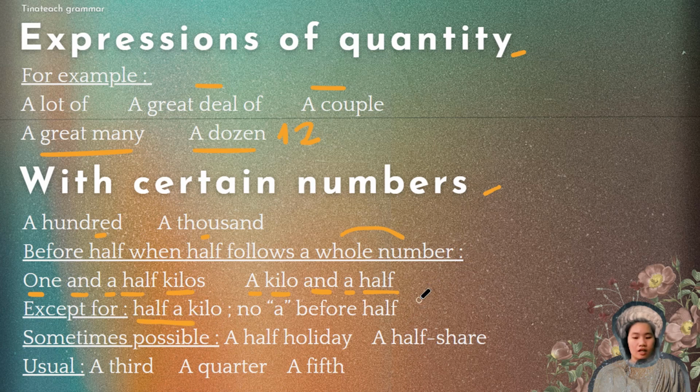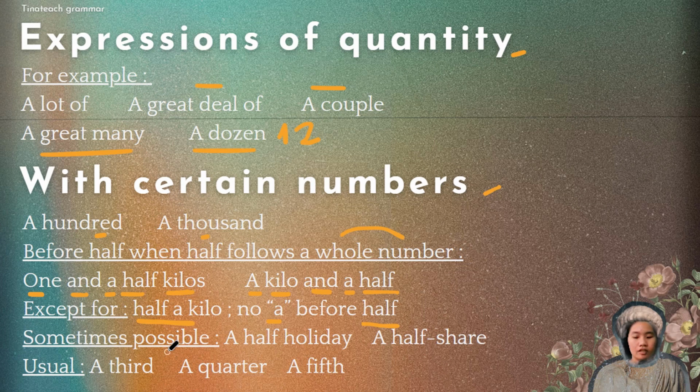Half a pie, half an apple, half a dozen. All right, so those are examples, and it's just not limited to these alone. Now, you don't put a before half in this instance because it's just half a dozen, half an apple, half a kilo, half a meter. But if you're going to put a number before half, like 1 or 2 or 3, like 3.5 meters, then you put a in front of half.